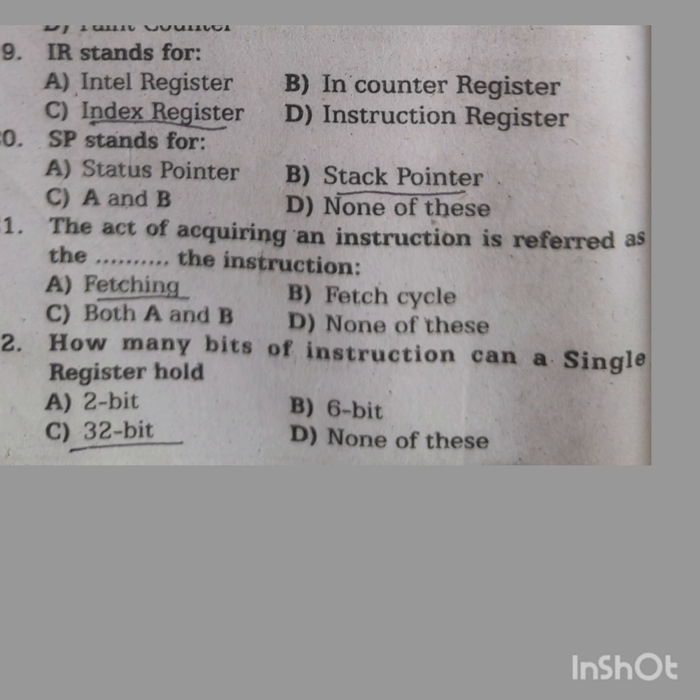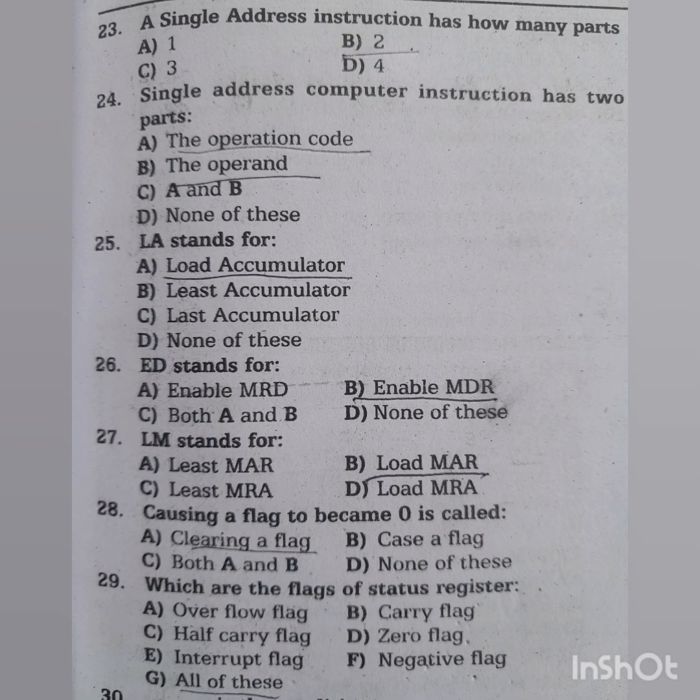How many bits of instruction can a single register hold? 32 bit. A single address instruction has how many parts? 2. A single address computer instruction has 2 parts: the operation code and the operand.